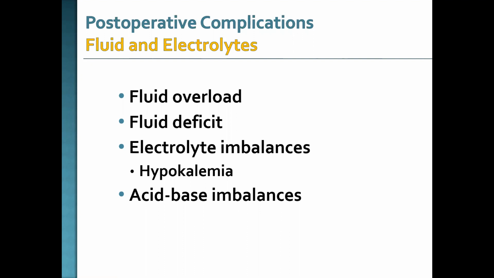Hypokalemia results from urinary and gastrointestinal tract losses and directly affects contractility of the heart, as well as resulting in decreased cardiac output and tissue perfusion. Patients who undergo GI surgery or receive diuretics may be likely to have electrolyte imbalances and may present as cardiac dysrhythmias or muscle cramps. Acid-base imbalances may be seen with patients who have irregular breathing patterns or respiratory depression associated with anesthesia.